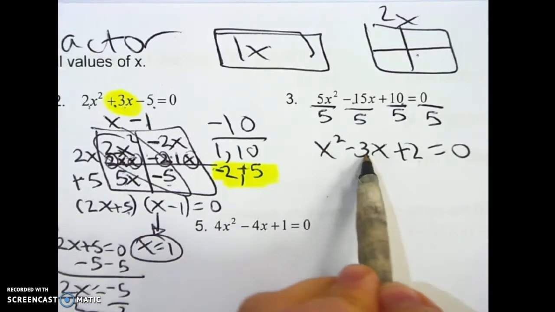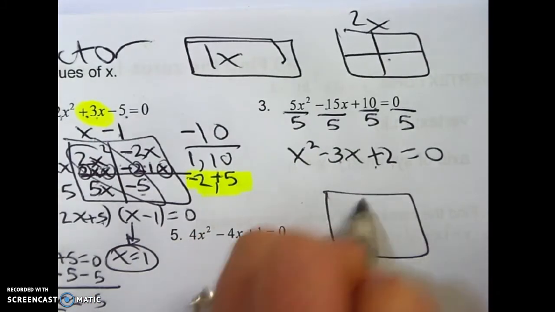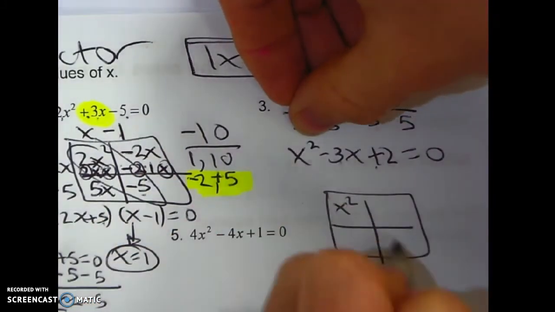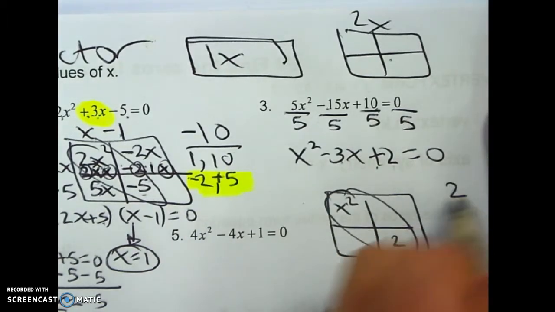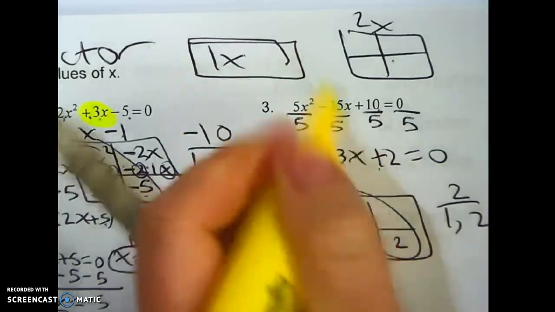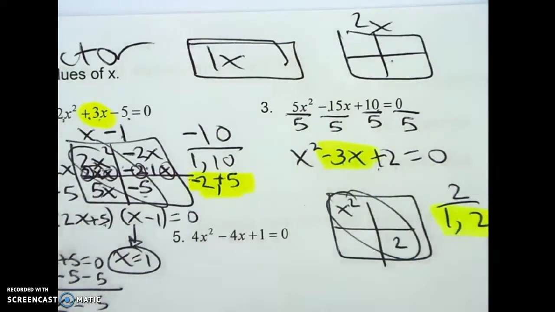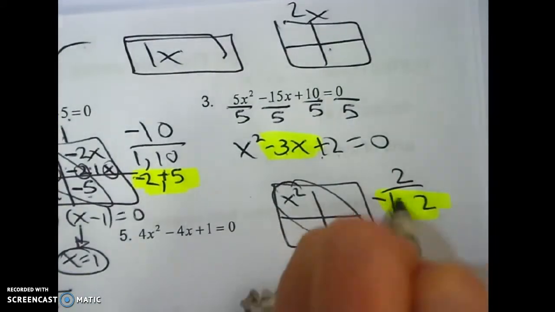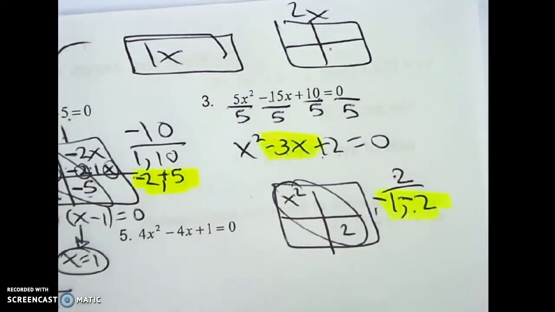This has an x, this has an x, this doesn't. Do my 2 by. First guy, last guy, circle, 2. The only way to get 2 is 2 and 1. And since this is negative, they're both negative. So if this is positive, then the signs need to be the same.